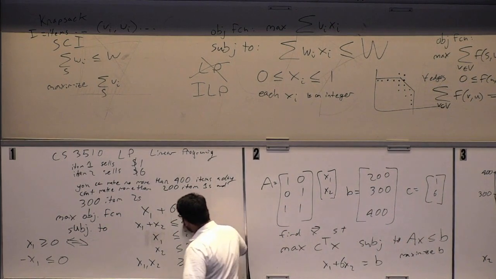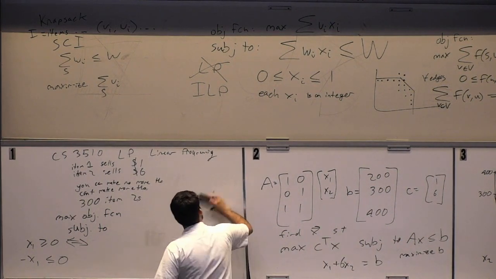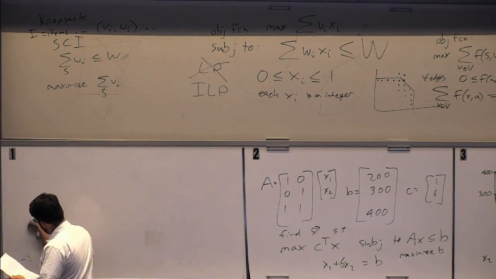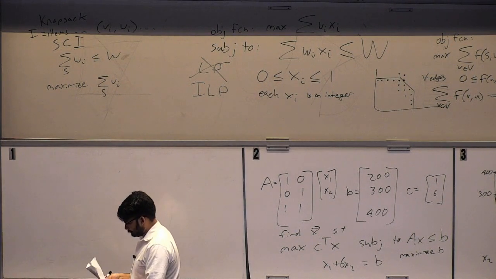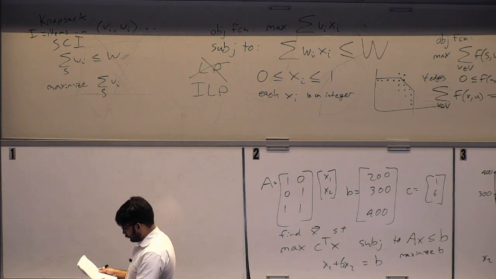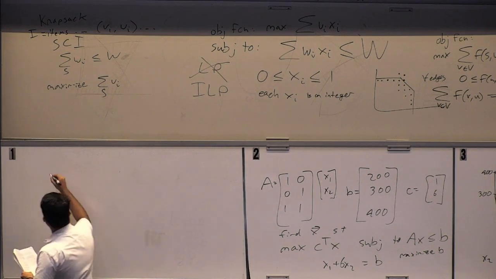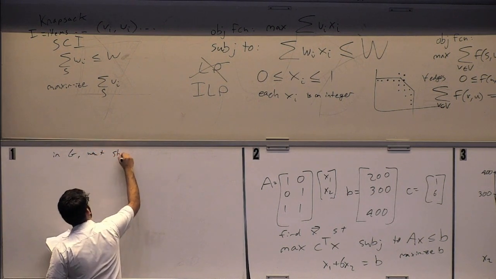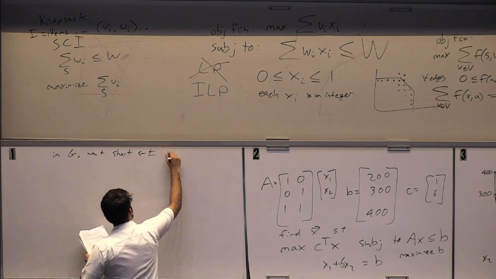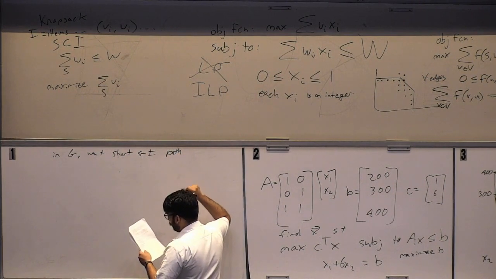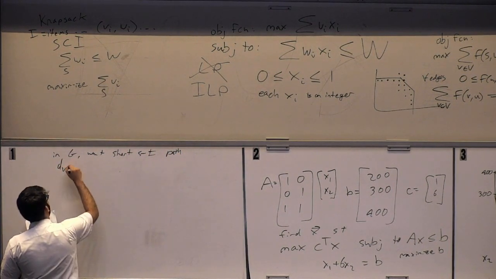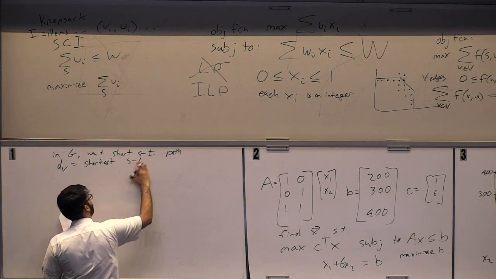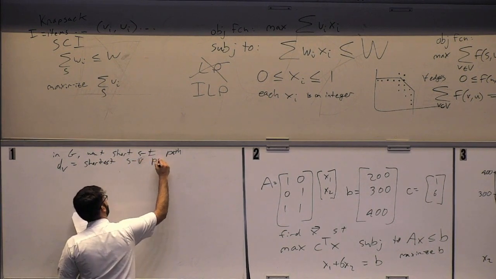We can compute shortest paths with LP. We can put Bellman-Ford as an LP. So we want the shortest ST path in G. We want variable d_v to be the shortest path to v. That's just what we'll name our variables.